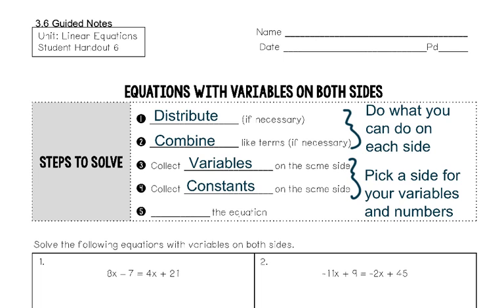So when I look at my instructions, it says distribute and combine like terms if necessary. That just means do what you can do on each side. So if you can simplify anything or make it easier, put things together that go together on each side of the equal sign, you can go ahead and do that just like we did with expressions. Then, steps 3 and 4, put your variables on one side, put your numbers on the other. That's all that means. When it says constants, those just mean numbers, and variables are our letters that stand for numbers. So pick a side for your letters and pick a side for your numbers.